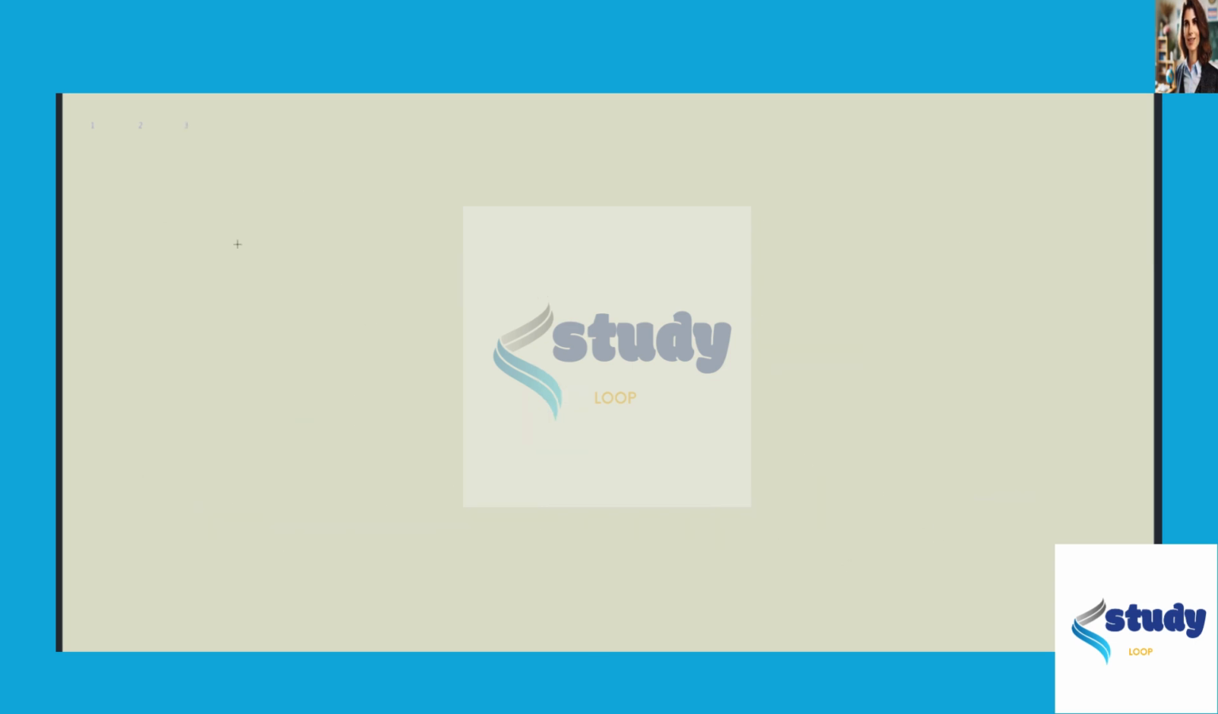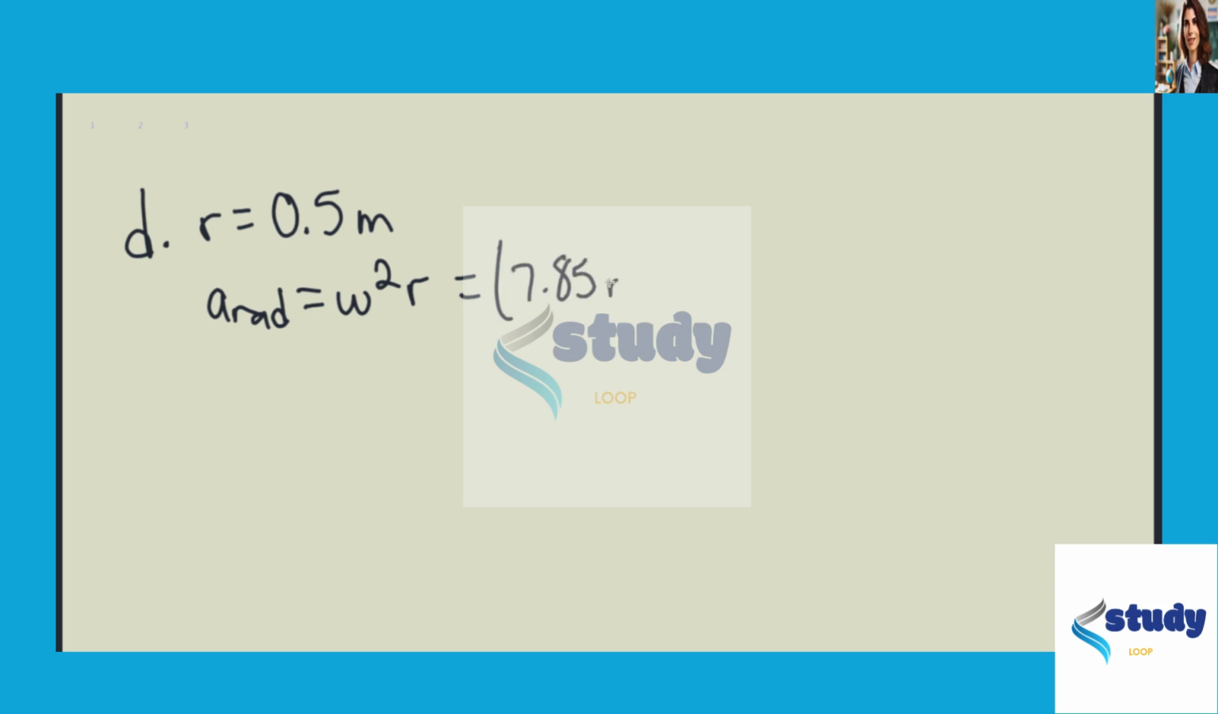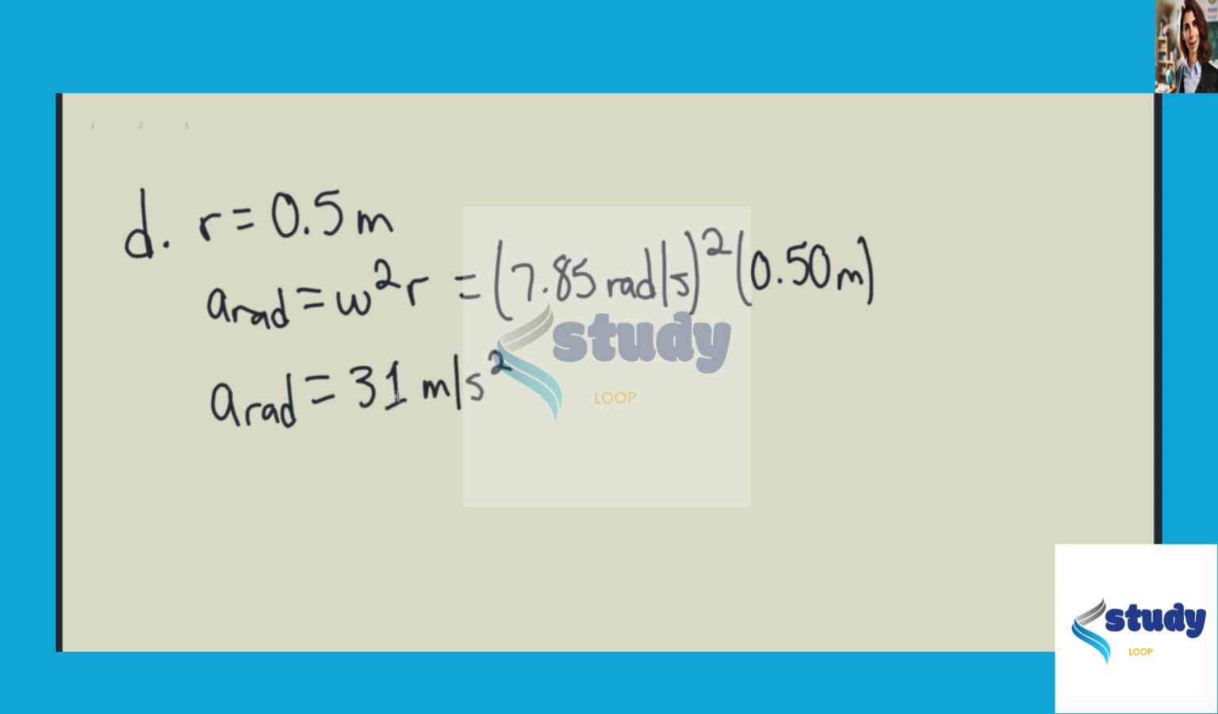Continuing on for part D, with r equaling 500 millimeters or 0.5 meters, we can find the radial acceleration. This would be equal to omega squared times r, and this would be 7.85 radians per second quantity squared multiplied by 0.50 meters. And we have a radial acceleration of approximately 31 meters per second squared. We have to round to 2 significant figures. We see that the radial acceleration is much larger than the tangential acceleration.